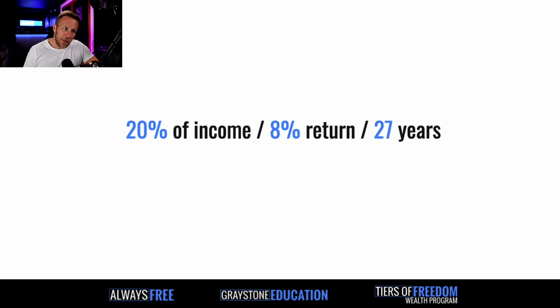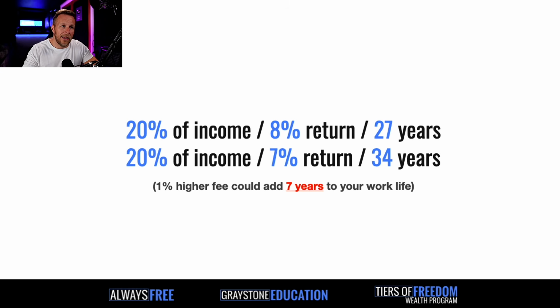Let's just say if you invest 20% of your income at an 8% return per year, that will take 27 years to replace your income and become financially free. Now, if you do the same thing at a 7% return, it will take you 34 years. Now, that is a 1% difference, but it's 7 years that you have to work for longer than the person who retired 7 years ago. Imagine what you could do with 7 years. That's a long time, and that is just a 1% difference in fee.